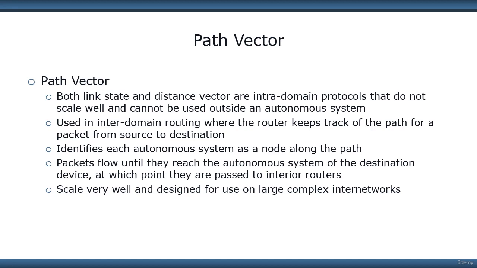A path vector is different. Both link state and distance vector are intra-domain protocols, so they don't scale well. They can't be used outside an autonomous system. That means they can only be used inside your LAN, essentially. So path vector uses an inter-domain routing where the router keeps track of the path for a packet from source to destination. It also identifies each autonomous system as a node along the path, and the packets flow until they reach the autonomous system of the destination device, at which point they would be passed into interior routers. These would be for large, complex internetworks.